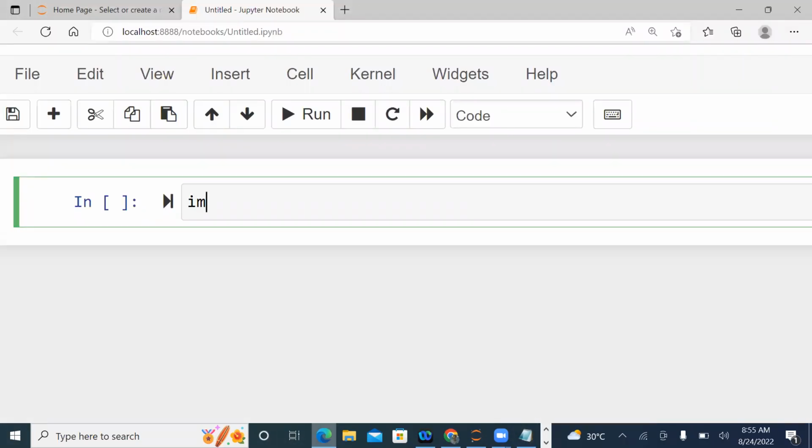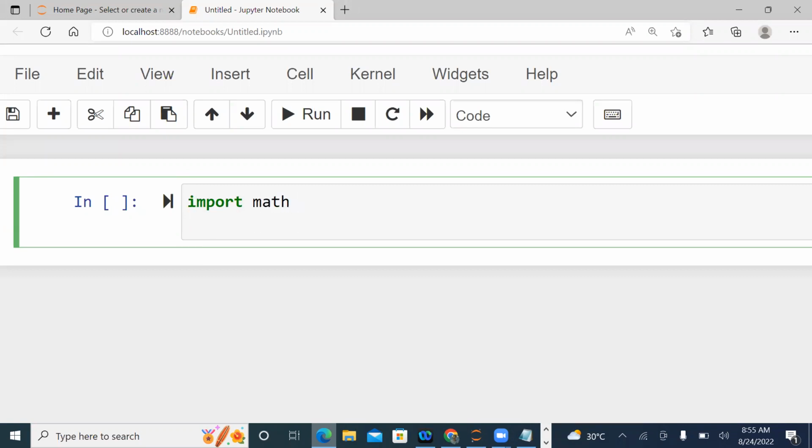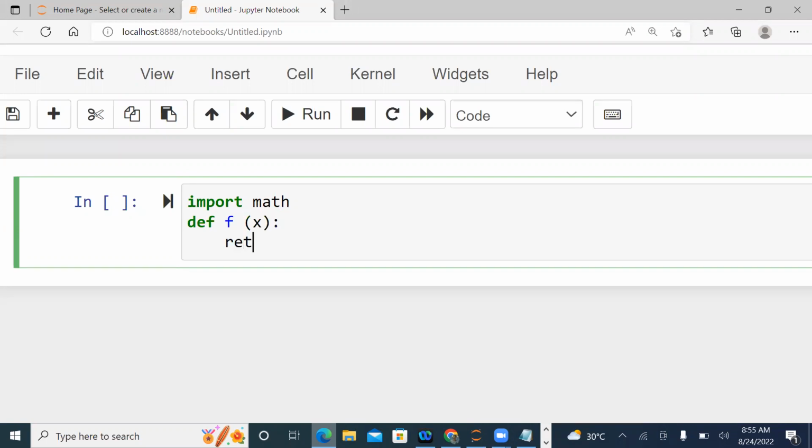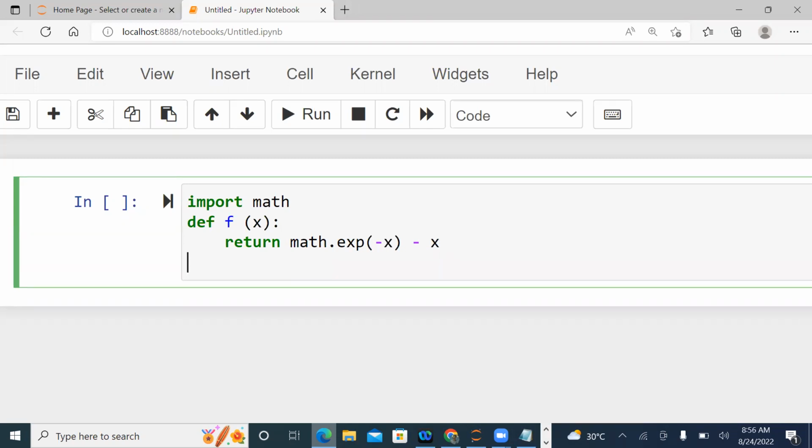We need a module called math. Let us import that. Let us define the function whose roots are to be found. The function is e power minus x minus x. Now the root lies between 0 and 1.